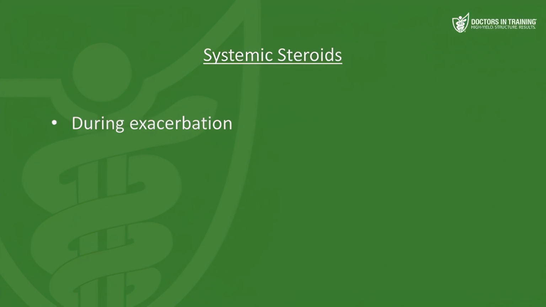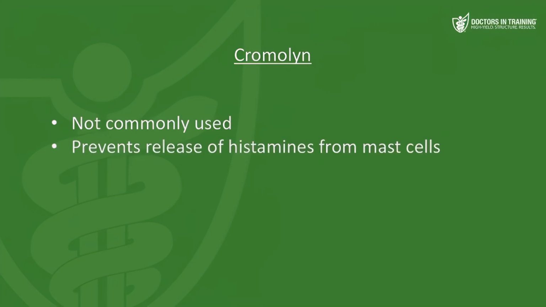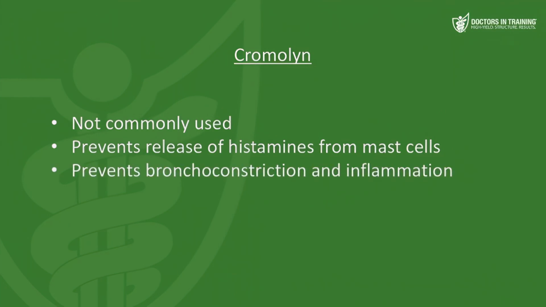We can also give systemic steroids when people are exacerbating, and there's really no difference in whether you give them oral or IV. Cromolyn is something rarely used today. I've actually only seen it used once, and that was about 10 years ago. The idea is it prevents the release of histamine and other inflammatory markers from mast cells. The goal is to prevent bronchoconstriction and inflammation by preventing its release.